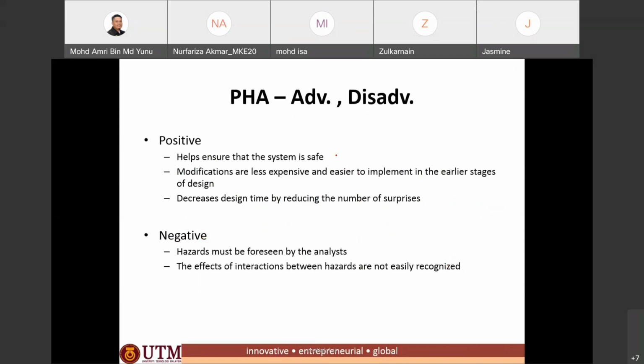Positive: safety, good. That's the main purpose. Safety is the number one priority. Negative: hazard must be foreseen by the analyst because it may only come through experience. It's hard to instantly understand what a hazard is. We have to go through experience. And the effect and interaction between hazards are not easily recognized, which means that it's maybe subjective.